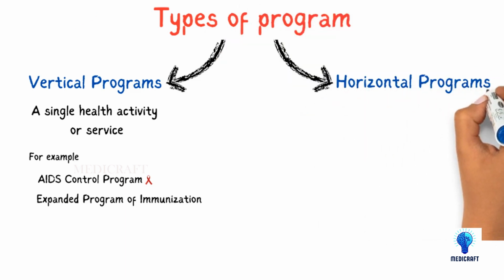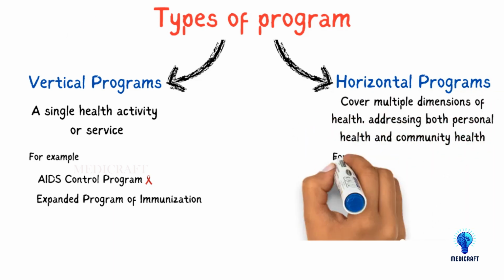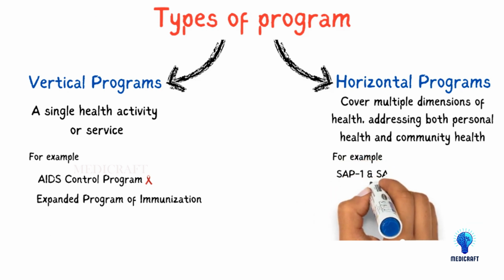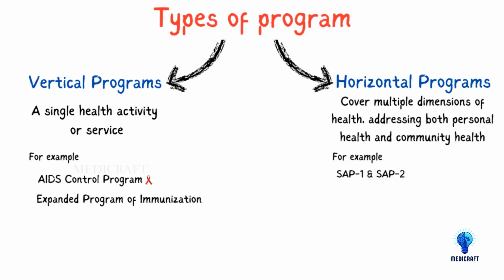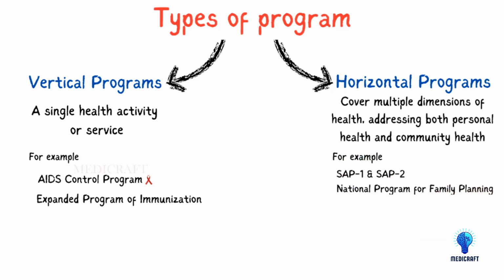Horizontal programs. Now, on the other hand, we have horizontal programs. These cover multiple dimensions of health, addressing both personal health and community health. Examples include Social Action Programs 1 and 2, SAP 1 and SAP 2, the National Program for Family Planning, and primary healthcare initiatives like Benazir's program. Horizontal programs work like general practitioners. They look at the big picture and provide comprehensive care.